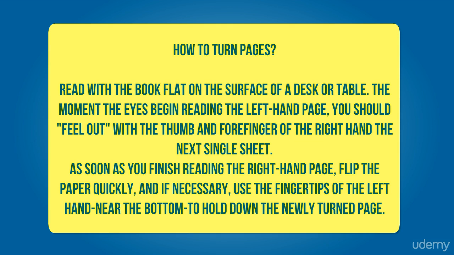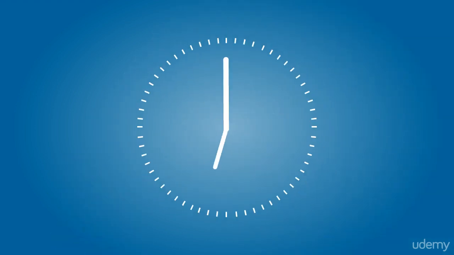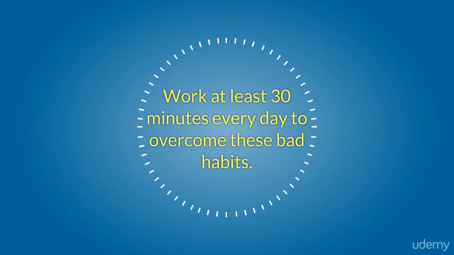Repeat this process immediately. Now, what are the action steps to follow? First, after finishing this video lesson, please select a non-fiction book to read. Read at least 5 pages and observe all the bad habits I have mentioned. How many bad habits of reading are you doing? And the second action step: make a decision to work at least 30 minutes every day to overcome these poor habits.